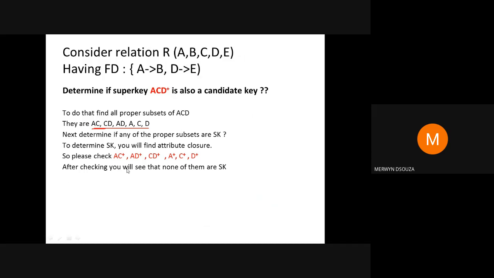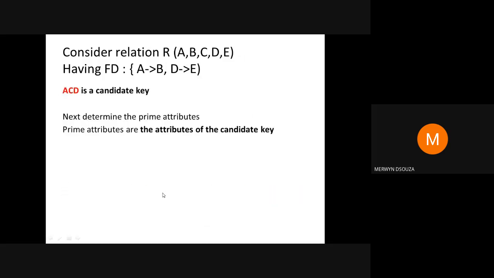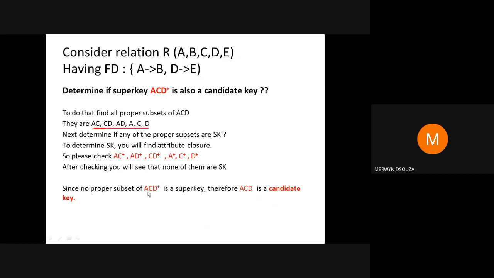Since none of these proper subsets are super keys, we can conclude that since no proper subset of ACD is a super key, ACD is a candidate key. Understood? This is the way you can find out whether a given super key can be a candidate key.